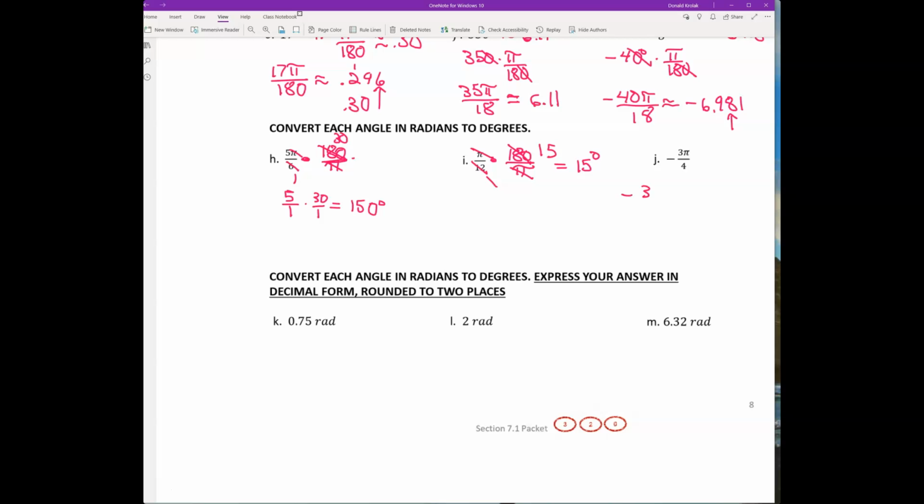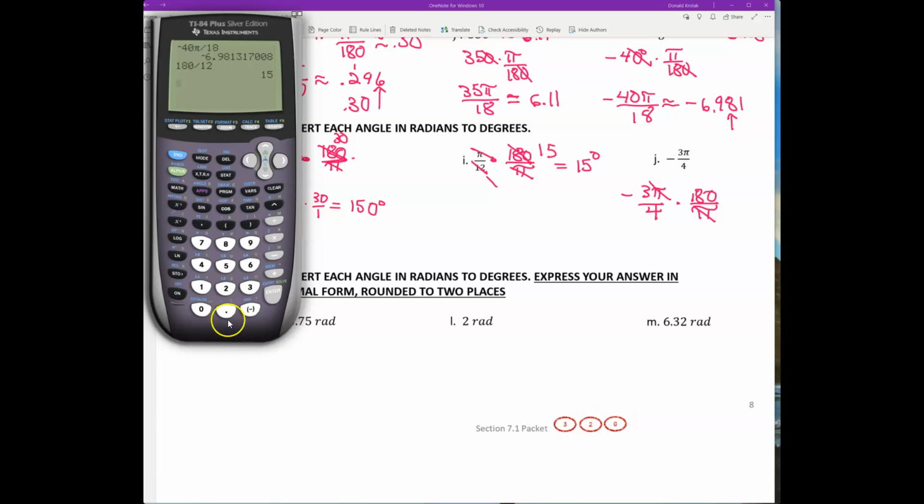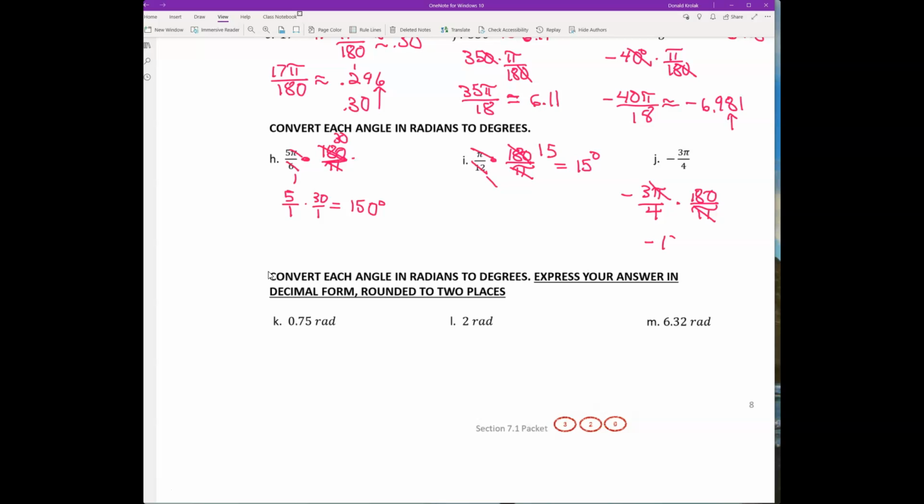Okay, negative 3 pi over 4 times 180 over pi. We want the pi's to cancel. All right, now I'm going to multiply this out. Okay, negative 3 times 180 divided by 4, and I get negative 135 degrees.